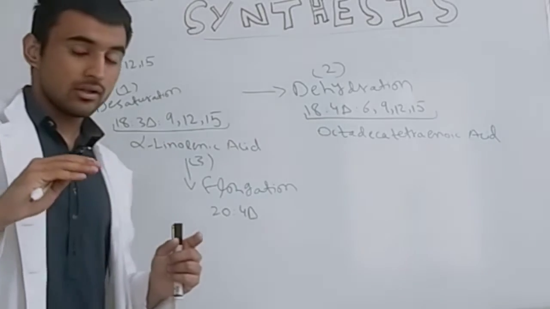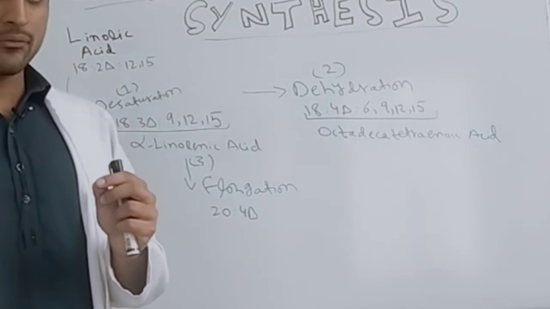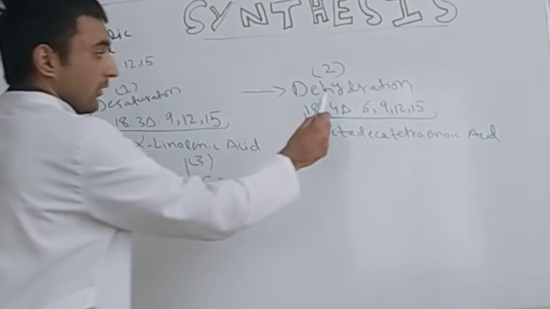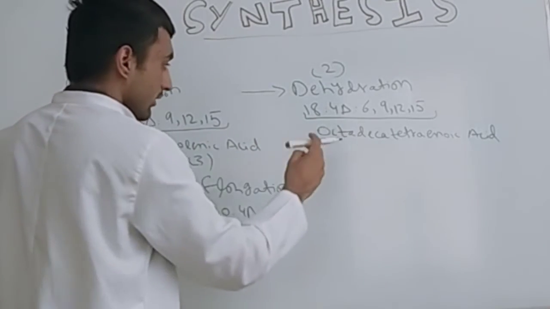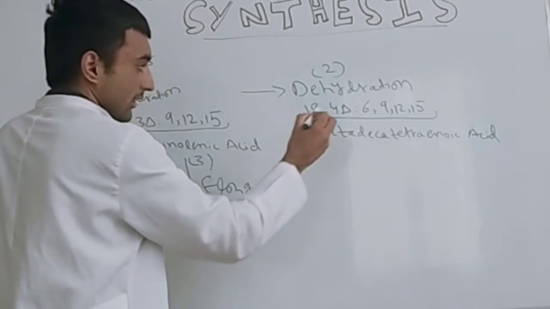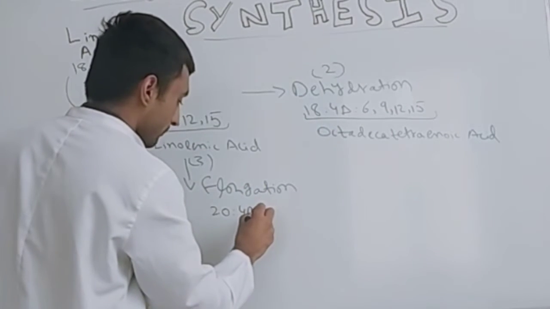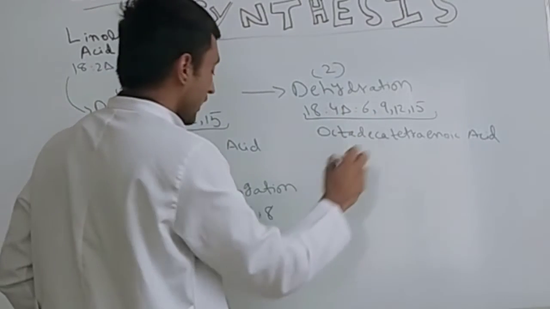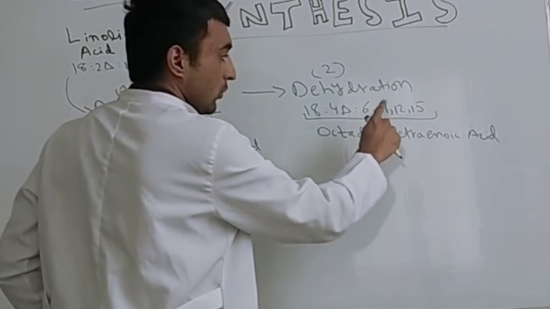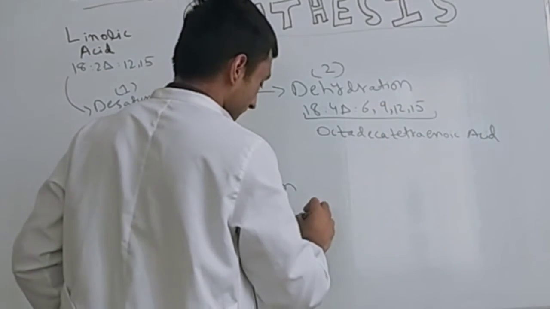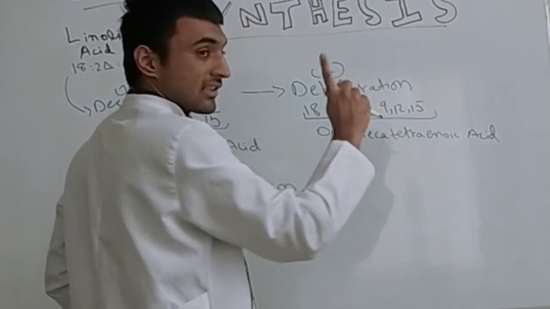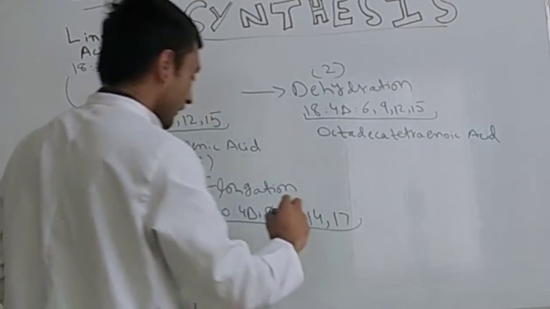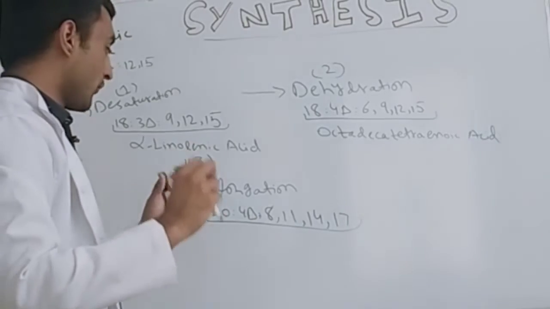So we will move 1 digit forward, and in this way we will start to indicate the double bonds. We will skip 1 digit and write the next digit, like 6 skipping 7 we have 8, 9 skipping 10 we have 11, 12 skipping 13 we have 14, 15 skipping 16 we have 17. So we have 8, 11, 14, 17 as the positions of the double bonds.